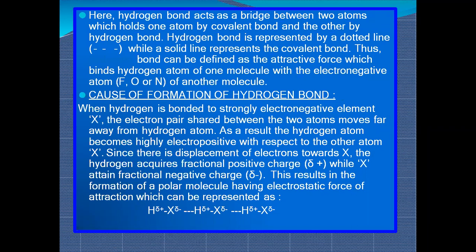This is known as fractional charge or partial charge, you can say. Fractional negative charge, that is delta minus. This results in the formation of a polar molecule with an electrostatic force of attraction, which may be represented like this. So what happened? Because of the influence of the electronegative element, the partial negative charge, that means the electronegativity is increasing.